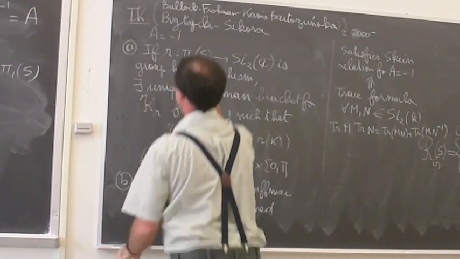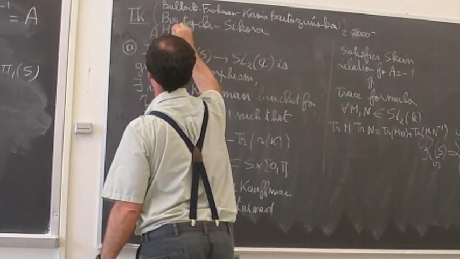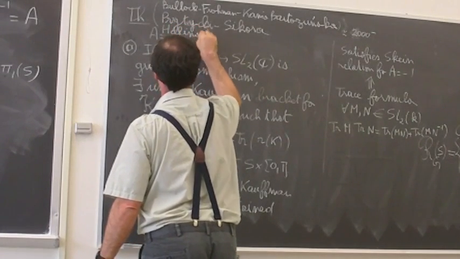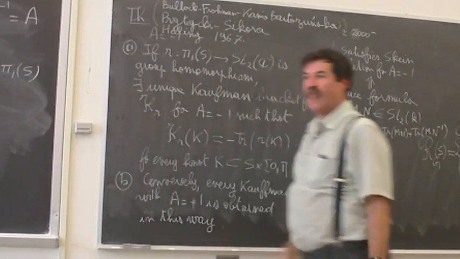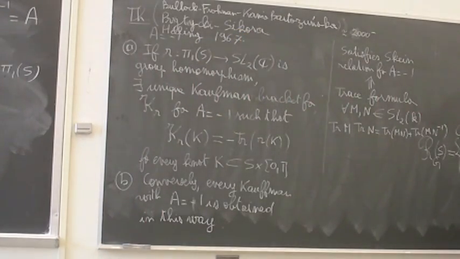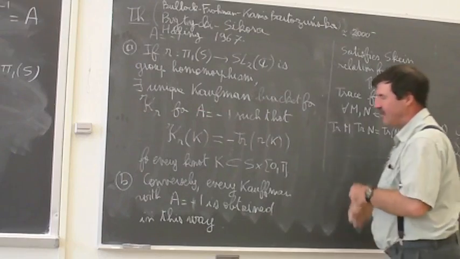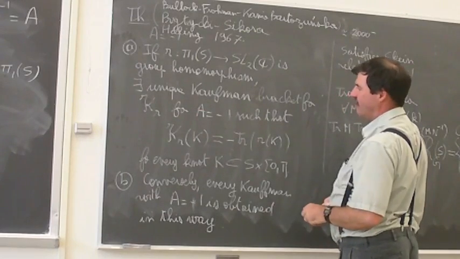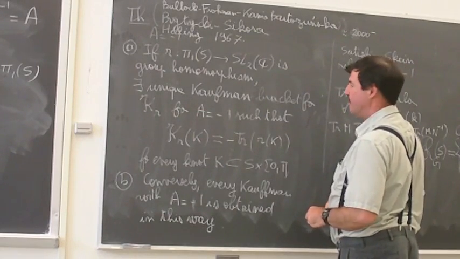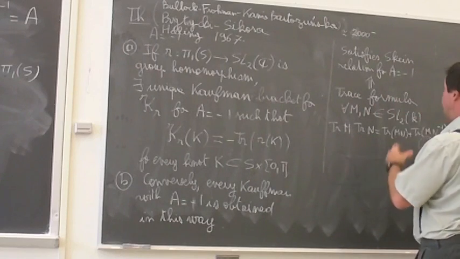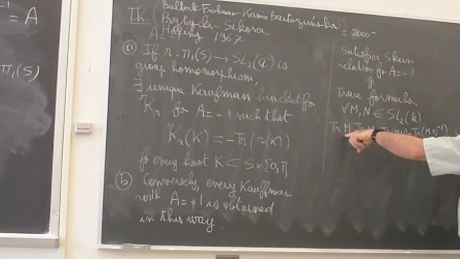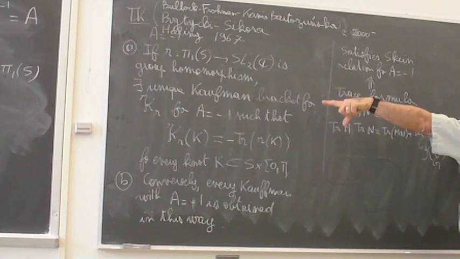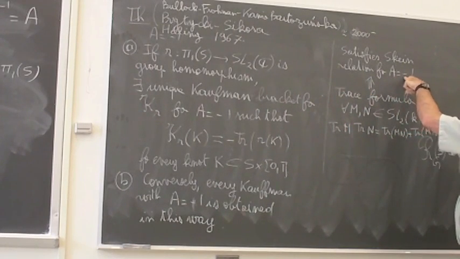And that part is essentially an old result of Helling, 1967. Okay, and the reason is what Helling proved: that if you give yourself a function on the set of conjugacy classes of a group which satisfies the trace formula, and I told you that the trace formula is sort of equivalent to the skein relation for A equal -1.